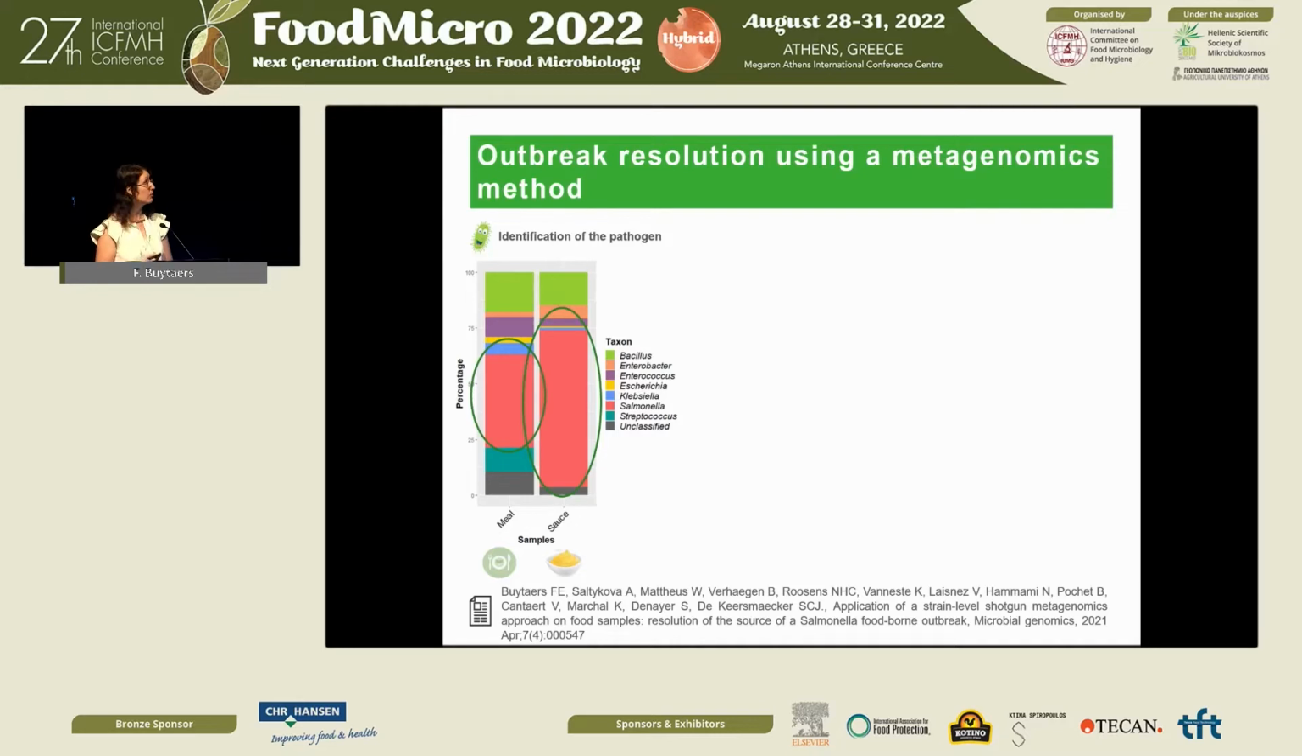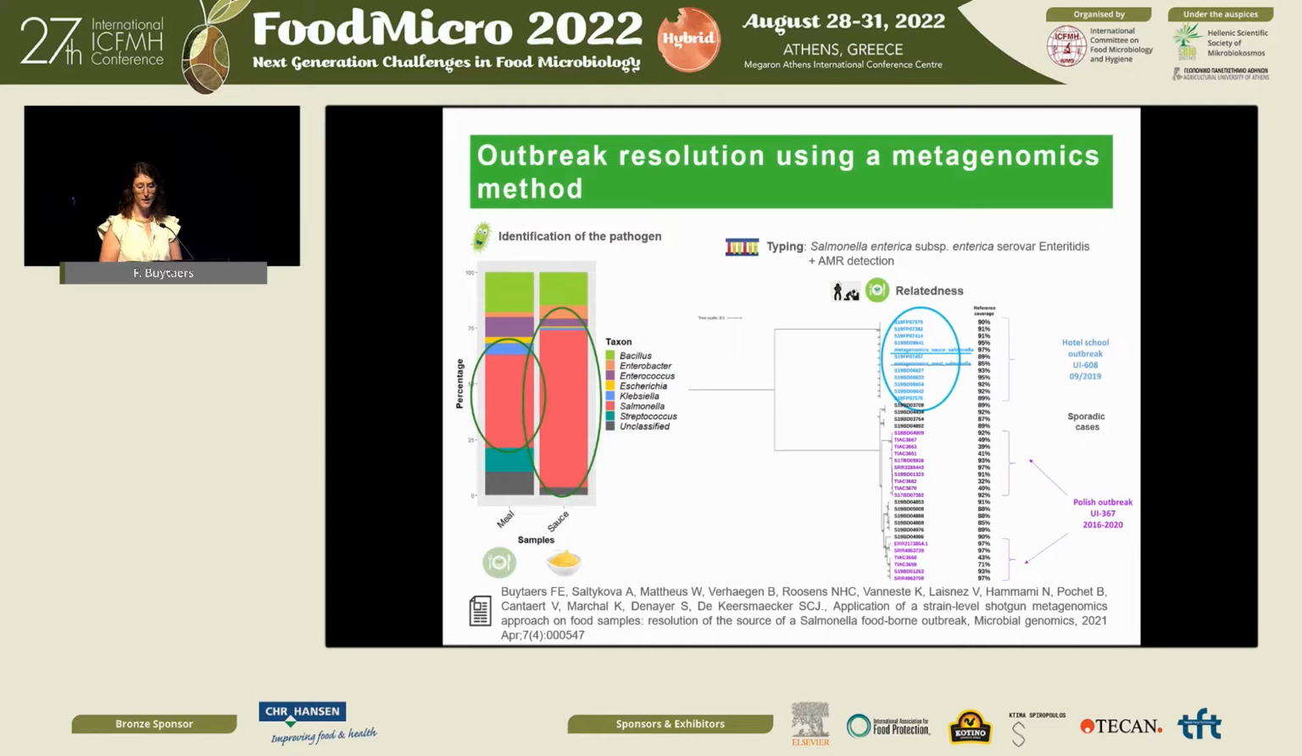And you can see here in red that Salmonella represented a high percentage of all the reads that were sequenced from the 2 samples. Then we could infer the strain and type it as Salmonella enterica subspecies enterica serovar Enteritidis. So it was very detailed typing. And we could also detect an AMR gene that was present on the strain genome. And finally, you can see here again underlined the 2 strains that were obtained from the 2 metagenomic samples.